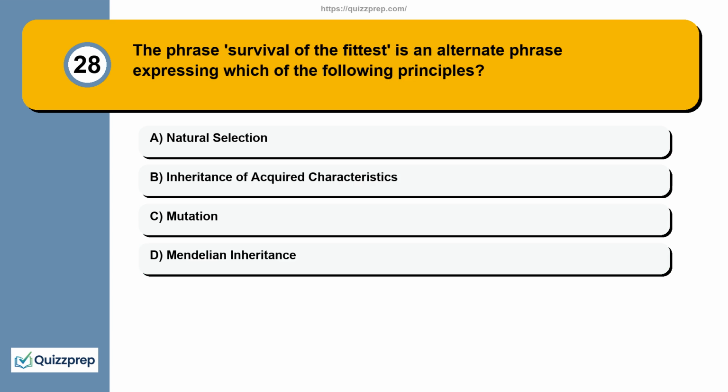Question 28. The phrase survival of the fittest is an alternate phrase expressing which of the following principles? Natural selection, inheritance of acquired characteristics, mutation, Mendelian inheritance.